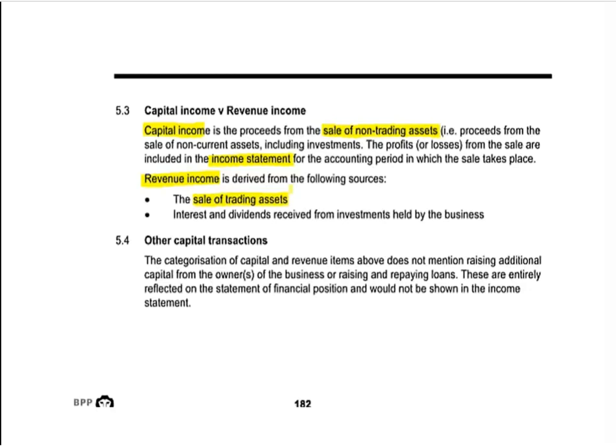One further point then is in a small business, if capital is coming from the owners, this is a transaction which is shown solely in the statement of financial position. It doesn't come into the income statement at all.